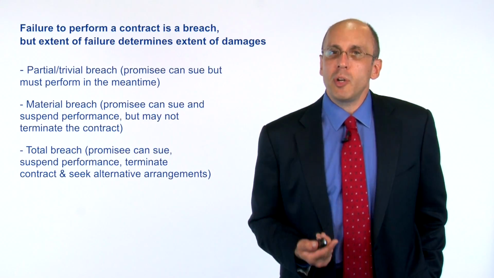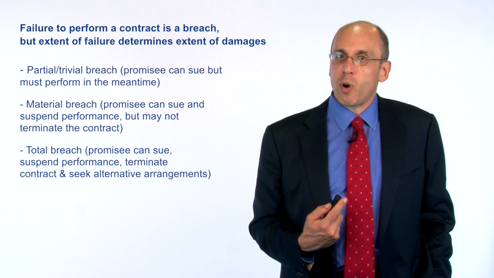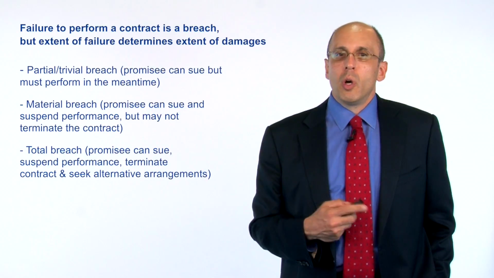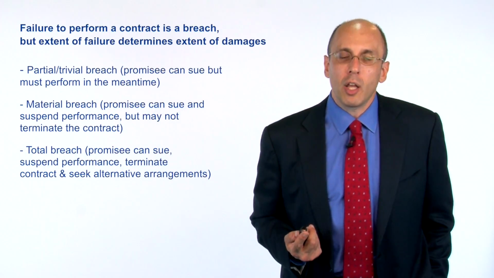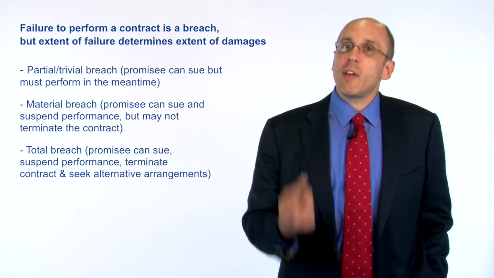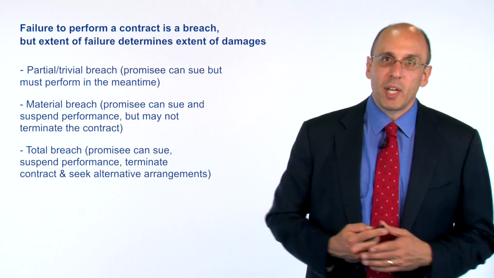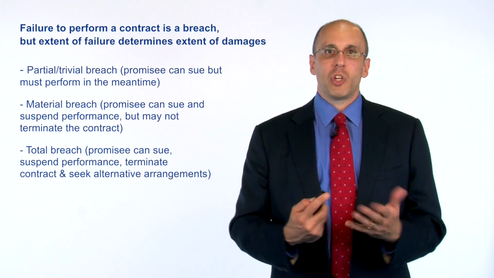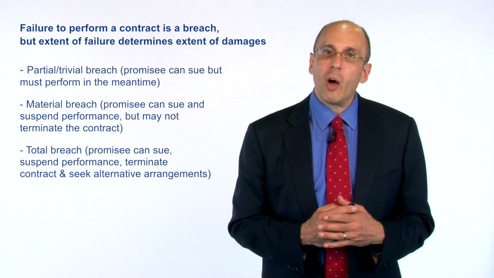Or there could be a material breach where I can sue and I can suspend performance, but I can't terminate the contract. So if you paint the fence, but you paint it in the wrong color, I can sue you to repaint it in the correct color. I don't have to pay you the $100 yet, but I can't terminate the contract and go to somebody else. I have to give you a chance to what's called cure the breach by repainting it the correct color. And we'll talk about cure in a little while.